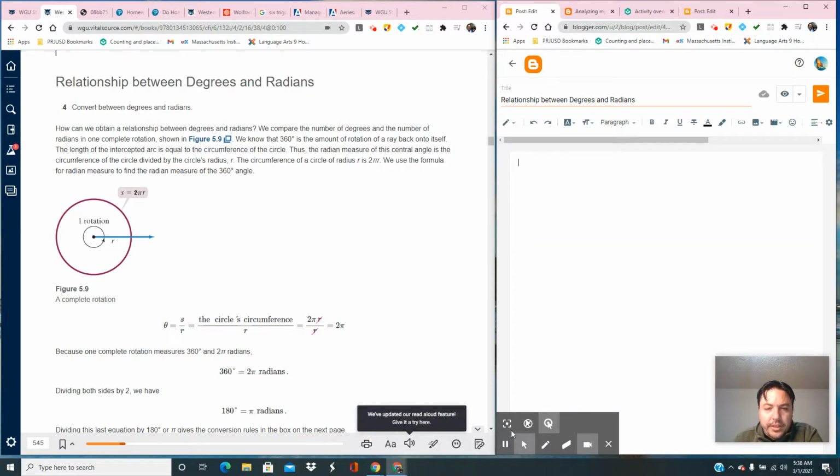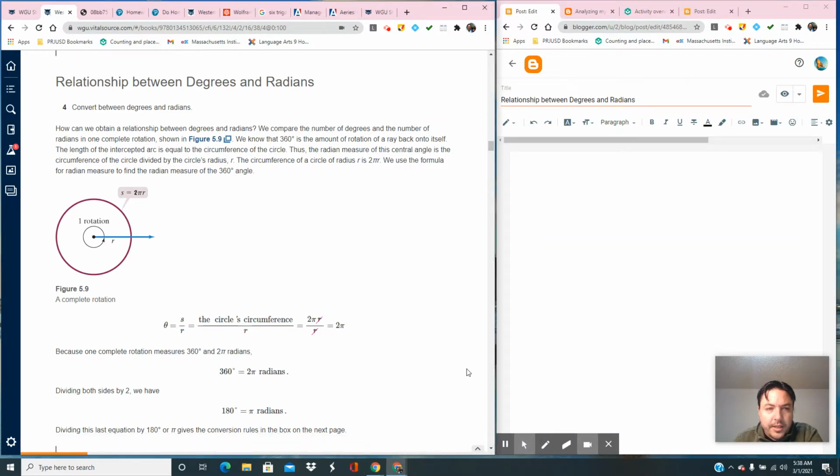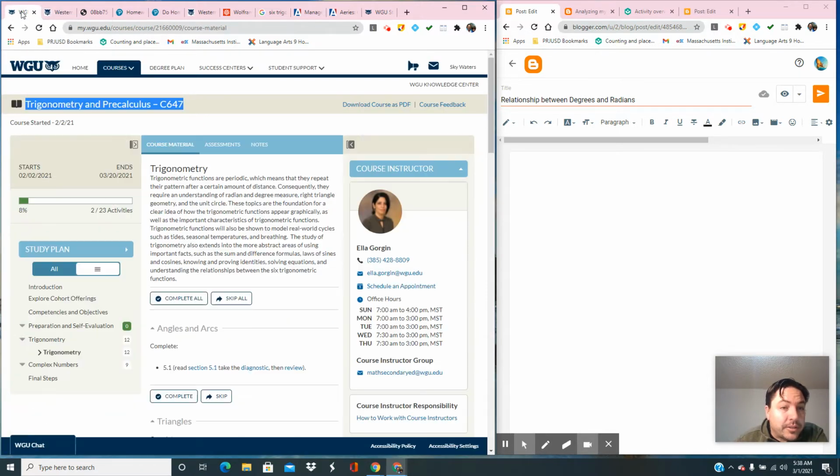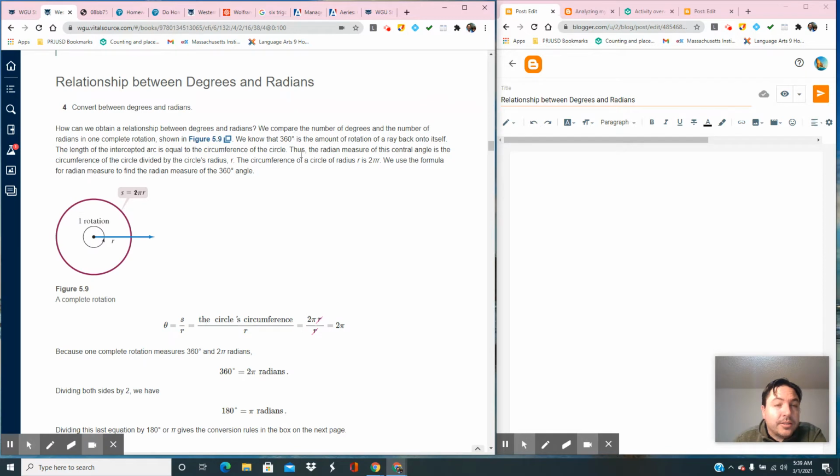All right, good morning. I am continuing with this first chapter here in the Trigonometry and Precalculus course. We're at angles and arcs, and I am reading through section 5.1. In angles and arcs, I'm at the relationship between degrees and radians. I'm looking at converting between degrees and radians, and this is familiar to me.